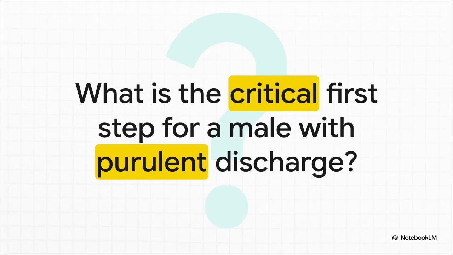Let's put this into practice. Picture this. A 28-year-old man walks into your clinic. He's got the classic symptoms. It hurts when he urinates, and he has a purulent discharge. So what is the single most important thing you need to do before you even think about writing a prescription?